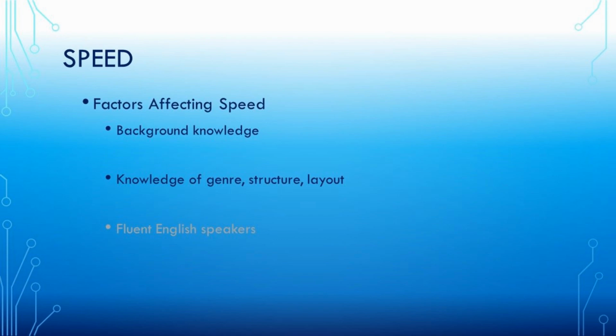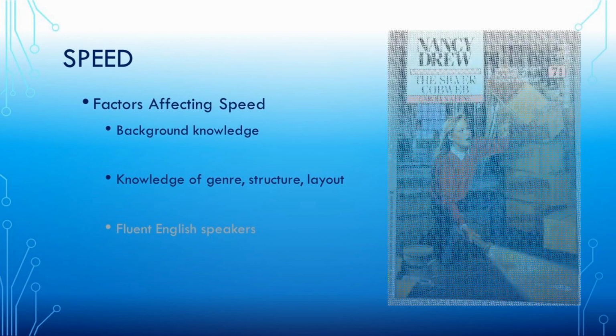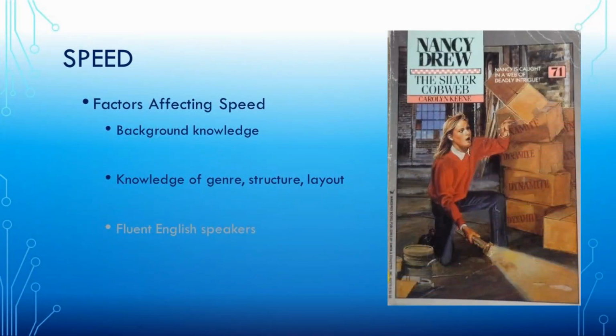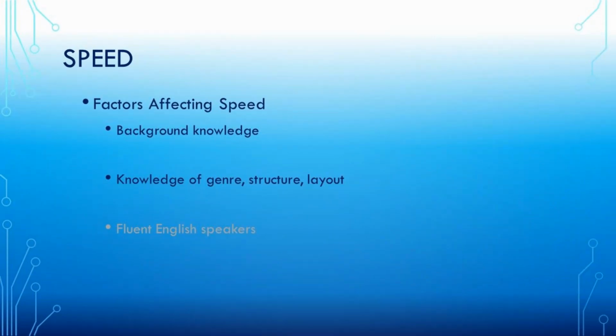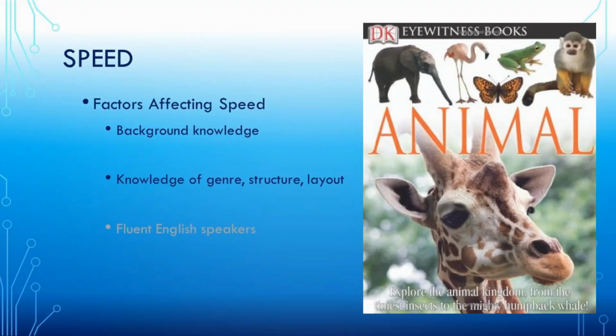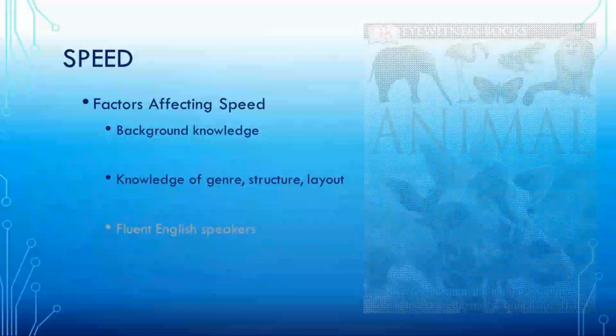Knowledge of the genre, text structure, and text layout will help a student read faster. A student who has read a lot of Nancy Drew mysteries will have an idea of what to expect in other books in the mystery genre. Students who read a lot of eyewitness books will know what to expect when selecting a new eyewitness book on a different topic, as most eyewitness books are structured the same.